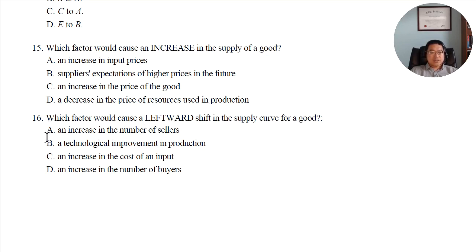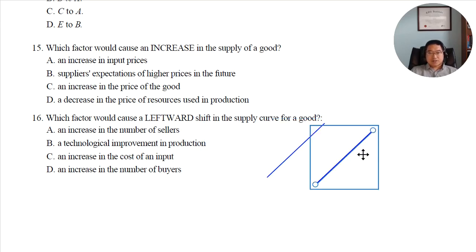Now look at question 16. Which factor would cause a leftward shift in the supply curve for a good? So again, the supply curve slopes upwards, and then it shifts to the left. That's a decrease in the supply. So if we have two lines, right, what's going on is a shift to the left. Now think about it.